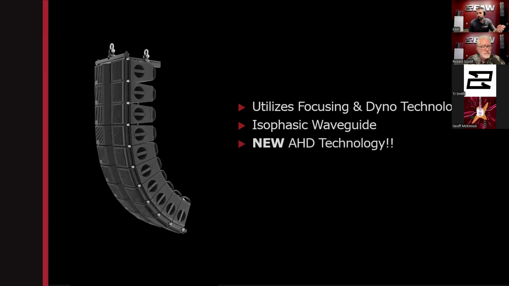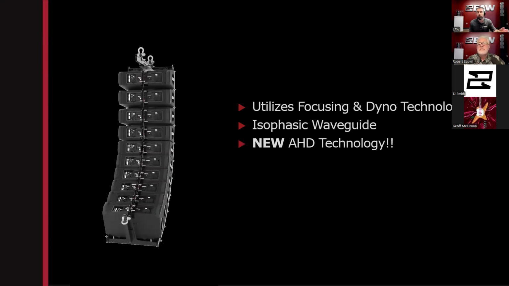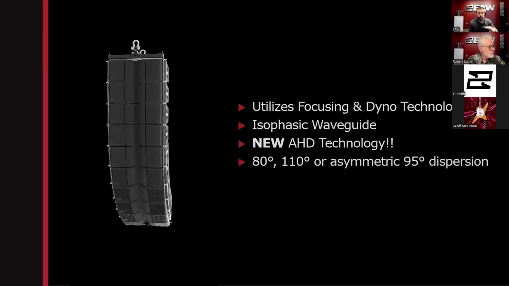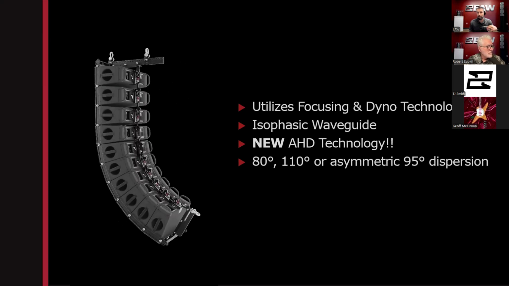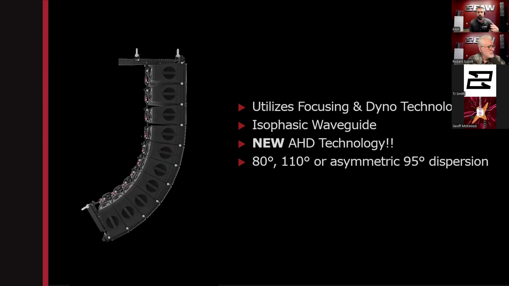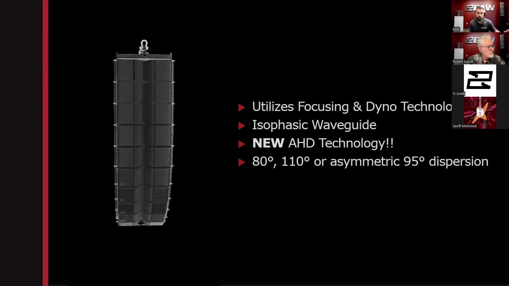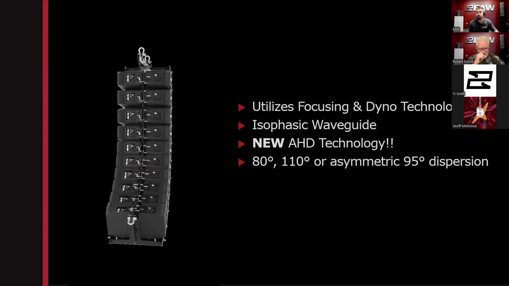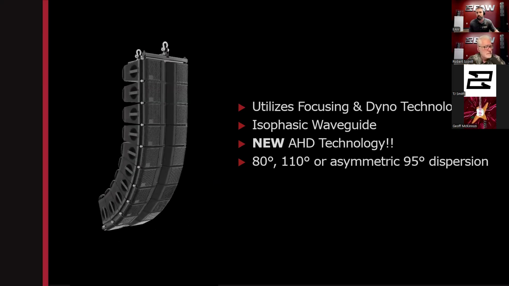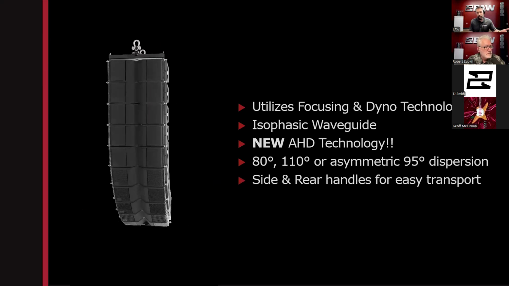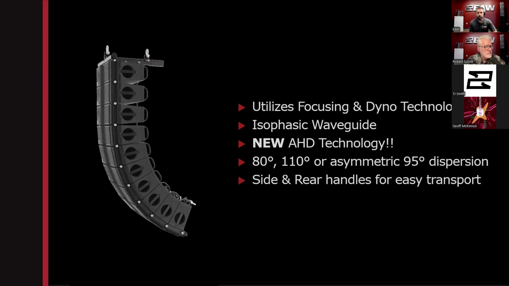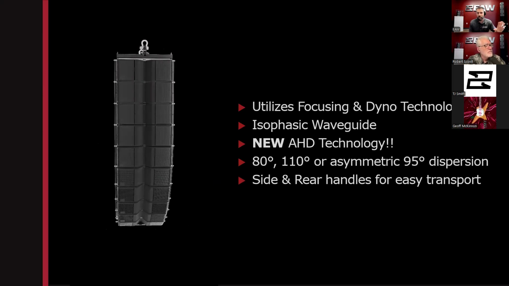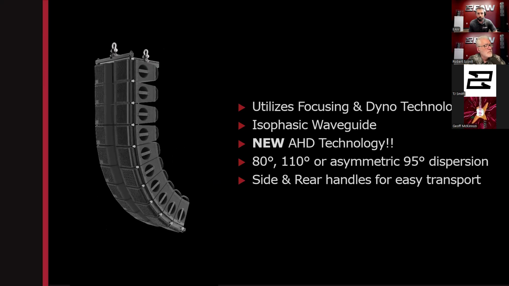Again, it's using that new technology that Robert mentioned, AHD, or adjustable horizontal dispersion. This is field adjustable. No tools are necessary. This can be configured to accomplish horizontal dispersion of 80 degrees, 110 degrees, or asymmetrical 95 degrees. I'll also mention too that it's vertically a 10-degree box. And lastly, as this animation spins around, notice the side and rear handles. This makes for easy transport and maneuverability.